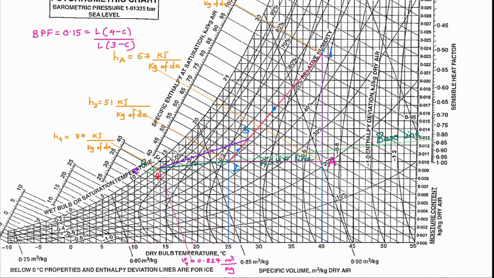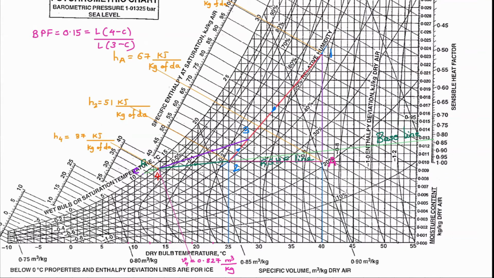So this is the overview of the numerical. Now in detail we will solve this numerical. So what is point number 1? Dry bulb temperature is 40 degrees Celsius and relative humidity is 50%. So 40 degrees Celsius, draw vertical, and relative humidity is 50%. Wherever these two intersect, we will get point number 1.